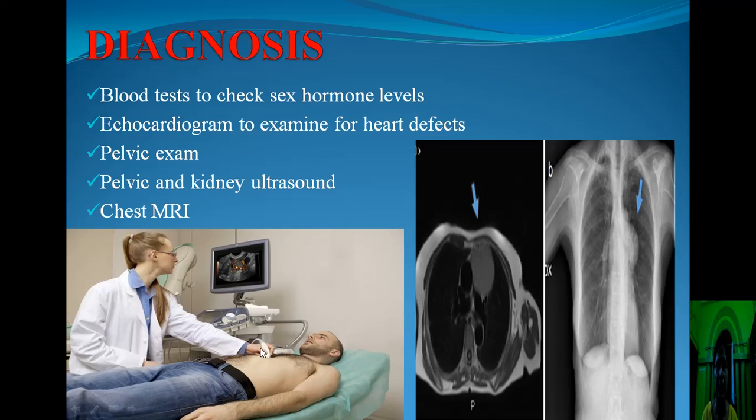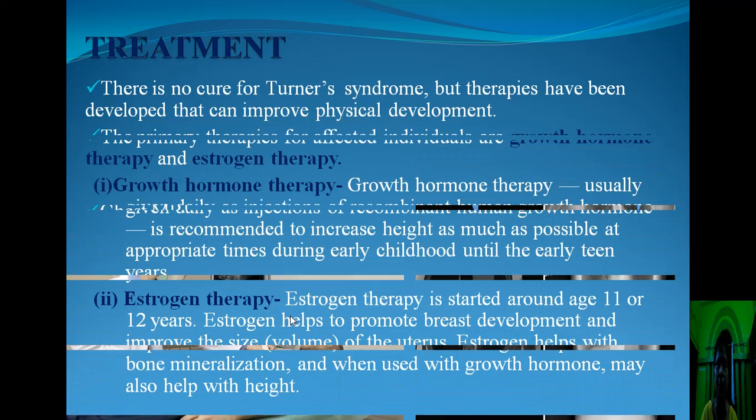This is the echocardiogram to examine the heart defects. This is the pelvic examination. This is the chest MRI. These tests are done to diagnose Turner syndrome.